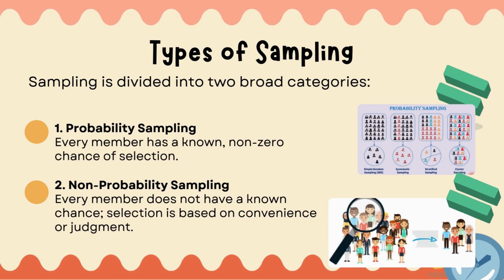Sampling methods are categorized into 2 broad types. Probability sampling. In this category, every member of the population has a known, non-zero chance of selection. This method is typically preferred for scientific rigor. Non-probability sampling. Here, the chance of selection is not known. Selection relies on the researcher's judgment or convenience.